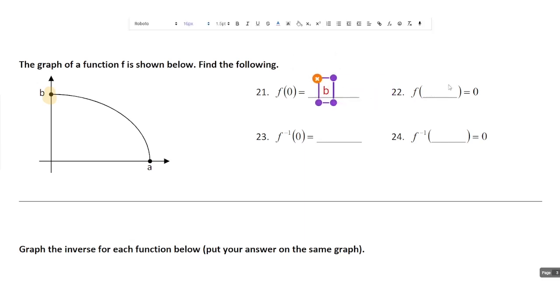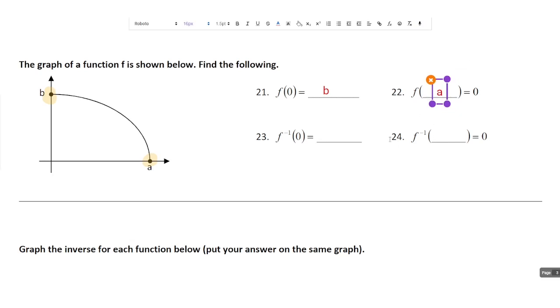f of what is 0? Well, f of a is 0. Right, we can see when x is a, then the y value is 0. So f of a is 0.